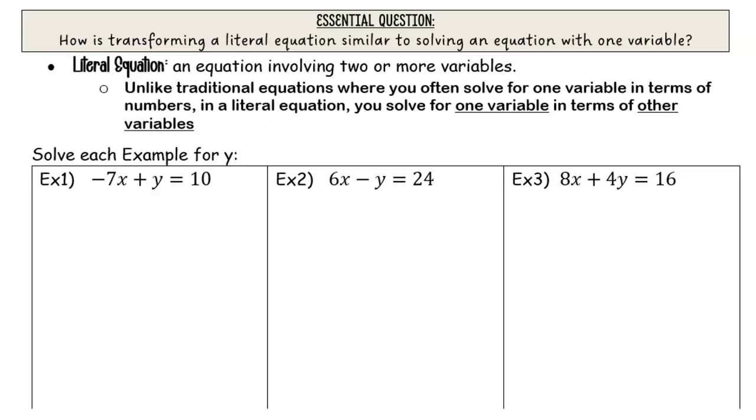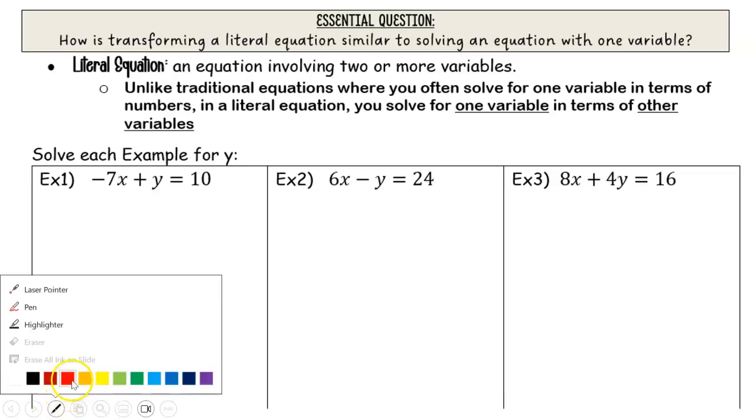So unlike when we do traditional equations that only have one variable, we will not be solving so that x equals a number. We will actually be solving so that one variable is in terms of the other variables. And you will see why this is helpful when we move to Unit 4. But today we're just practicing being able to do that. So let's go ahead and start practicing.